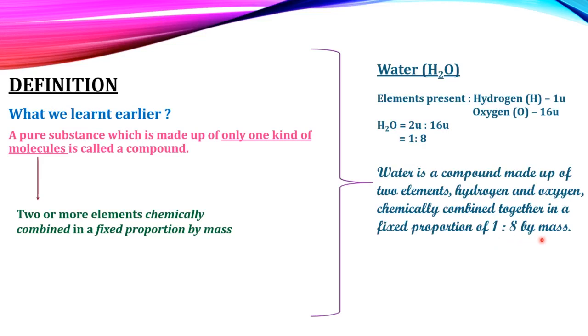You can even try figuring out the mass ratios for various compounds. This is how you can do it. So this is a detailed definition of what compounds are. Compounds are pure substances, first thing. Then these pure substances are made up of only one kind of molecule, second thing. Then what are molecules? Molecules are two or more elements which are chemically combined in a fixed proportion by mass. To make you understand what mass is in terms of an atom, I introduced you to the relative scale, the atomic mass unit. I hope you understood it.